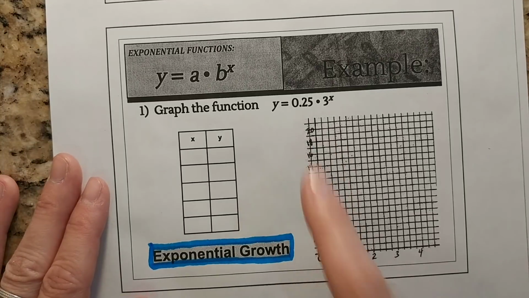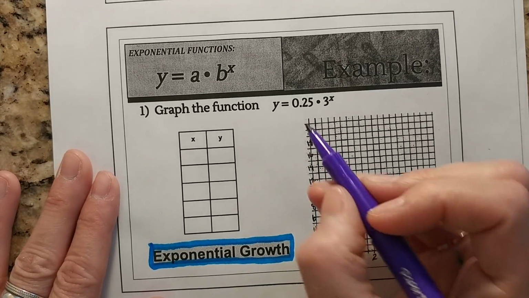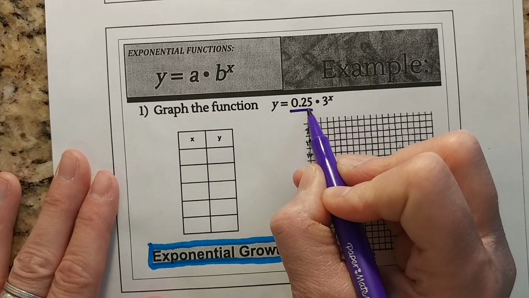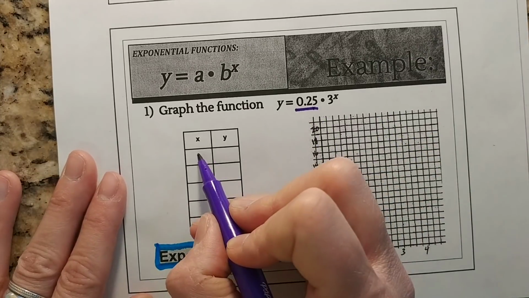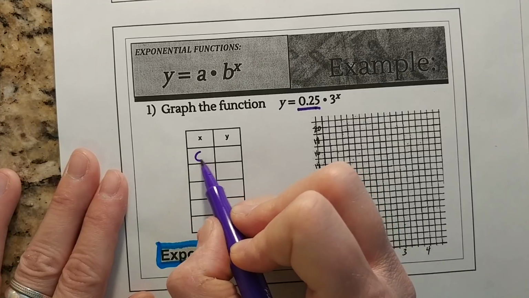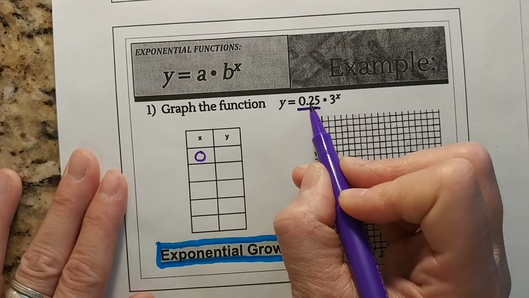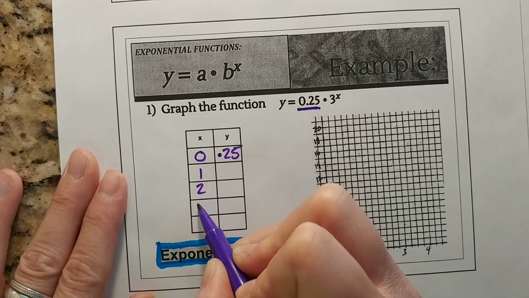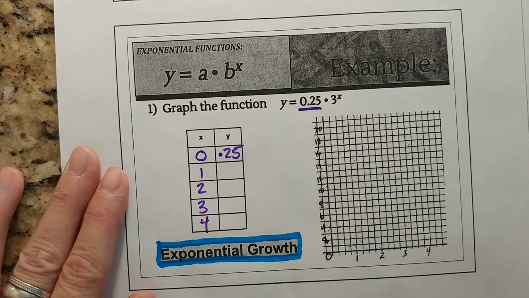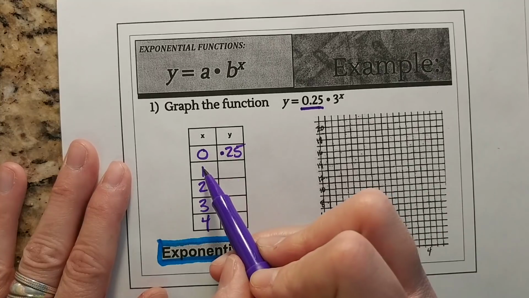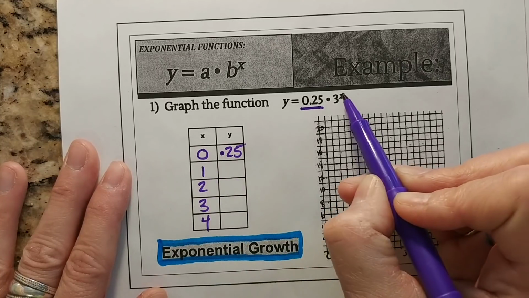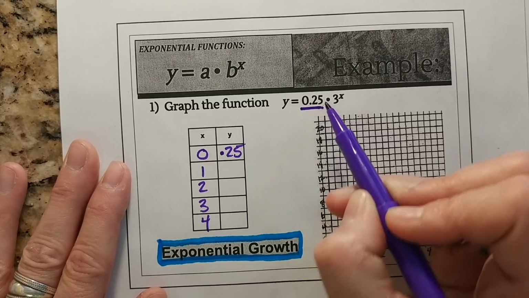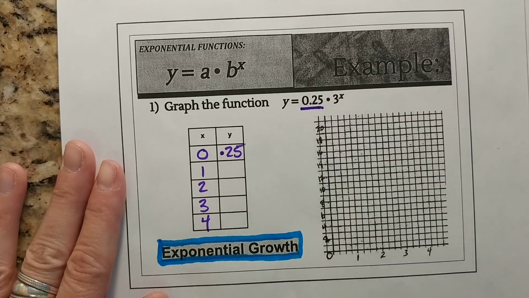For this first example, we can see that the function is going to start, or have a y-intercept, at 0.25 or 1/4. So if I go over here to fill up my table, when x is 0, y is going to be 0.25. So let's plug in a few more numbers for x. Now what I could do is use a calculator, plug in x is 1, 3 to the first power times 0.25, and see what the y value is.